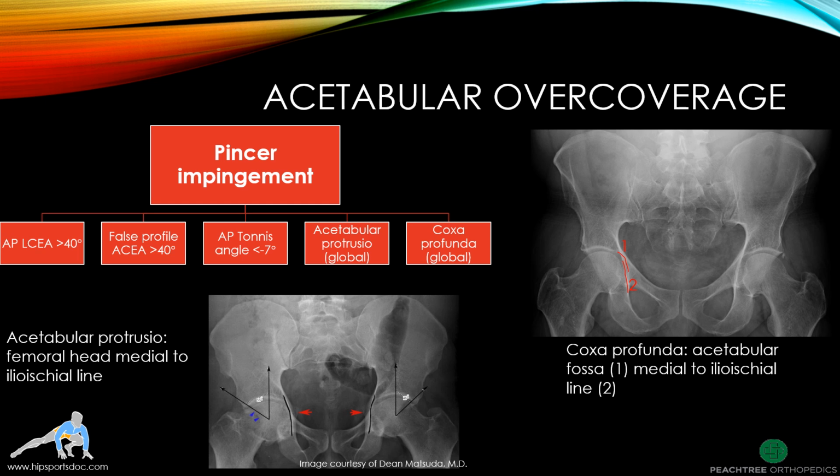The two images depict indicators of global pincer impingement. In coxa profunda, the acetabular fossa lies medial to the ilioischial line. Acetabular protrusio is more rare and occurs when the femoral head margin lies medial to the ilioischial line.